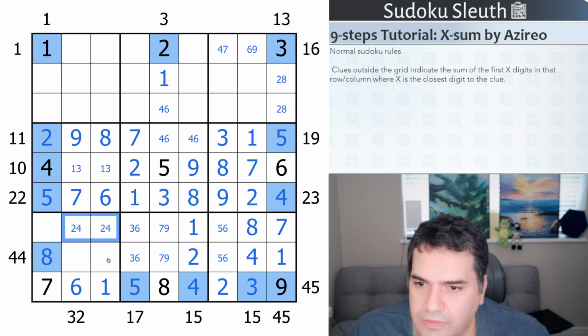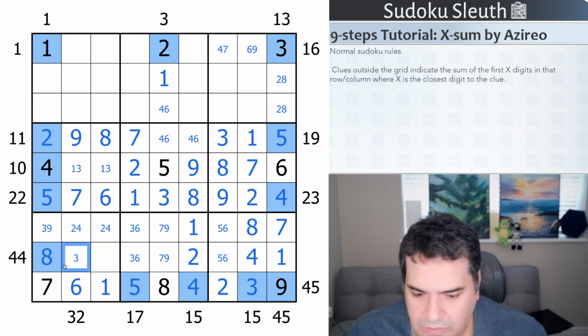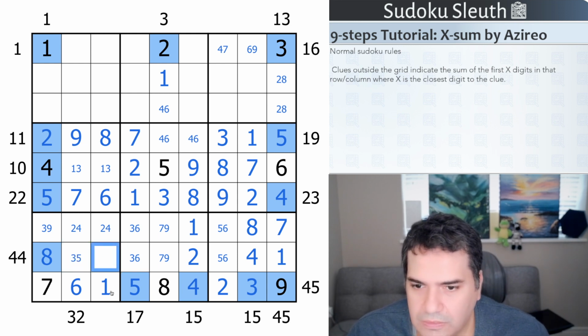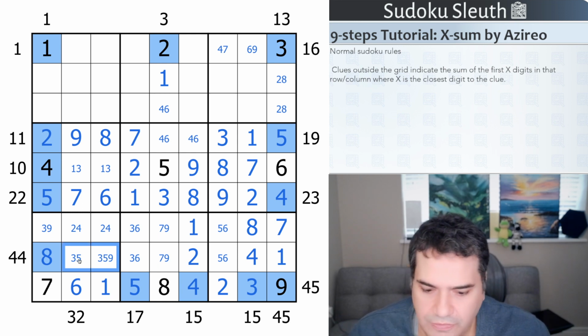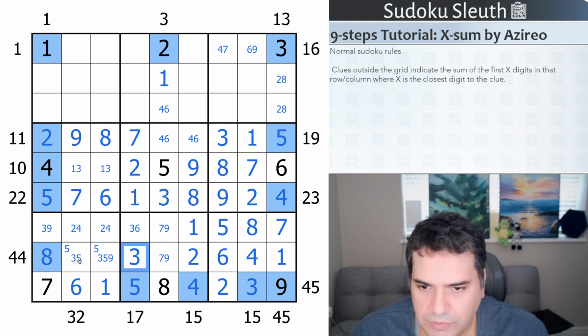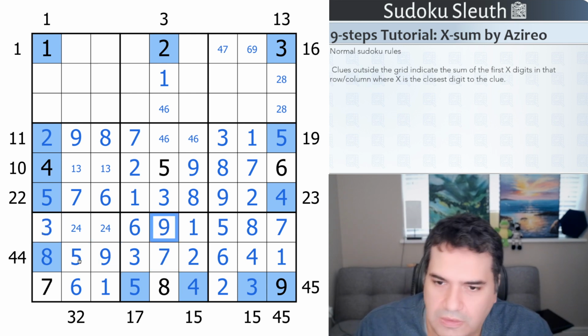Then we have 3, 5, and 9. That's 3 or 9. That's 3 or 5, not a 9. And this is 3, 5, or 9. There's a definite 5 in here, though, which gives me 6 and 5. The 6 gives me 3 and 6. That gives me 5, 9, 3, 7, and 9. Lovely.